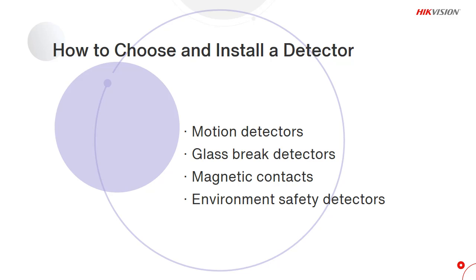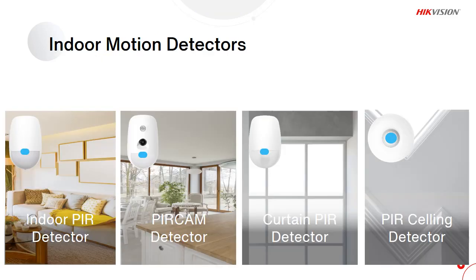Once the control panel is installed, we need to consider the installation of detectors, but we have to know how to choose the appropriate detectors. We will introduce the 4 major types of detectors including motion detectors, glass break detectors, magnetic detectors and environment safety detectors. First, motion detection detector. Hikvision provides indoor and outdoor motion detectors. We will talk about indoor motion detectors on this page.